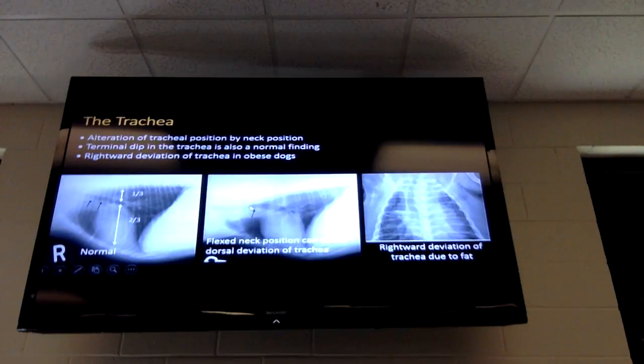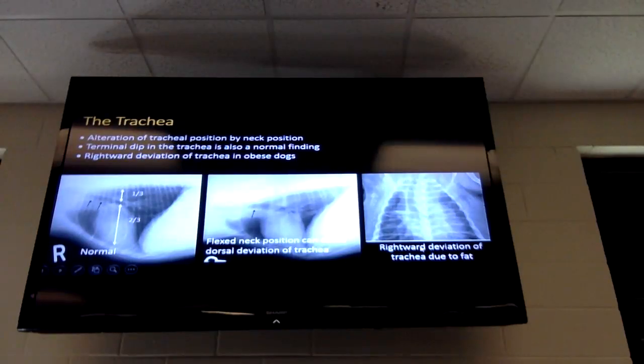When you see this, make sure you take another view of the opposite side, or you can stay with the same side, but you make the neck in a neutral position. Or take that into account if the neck was flexed. And this is positional. Okay?